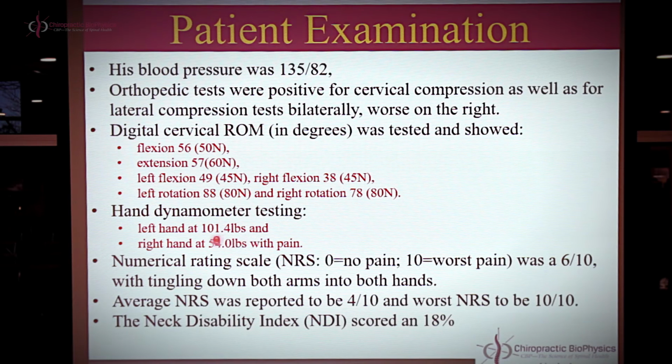Dynamometer testing, this is where we check the grip strength. Now his left hand is 101.4 pounds of grip pressure that he can use and squeeze. Now this gentleman is right-handed. If you're right-handed, guess what? His right hand should be more like 110, 115, maybe even 120. Guess what his right hand is? 54! This is a dramatic reduction in grip strength.